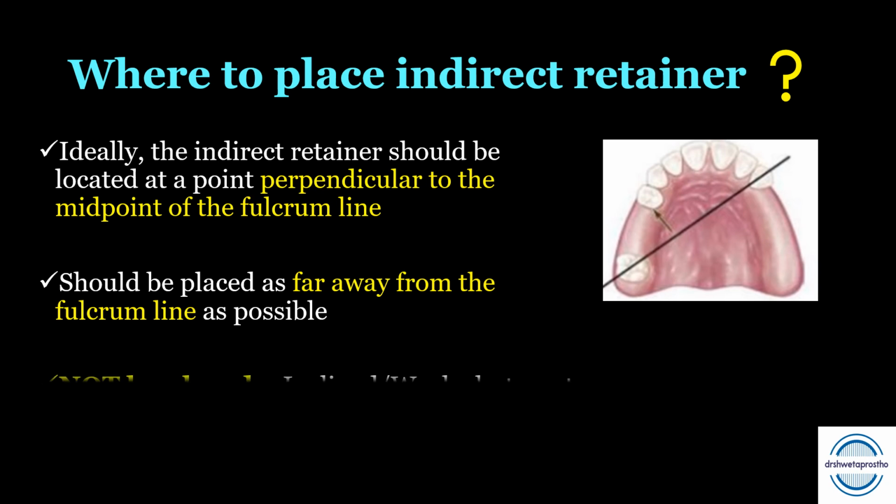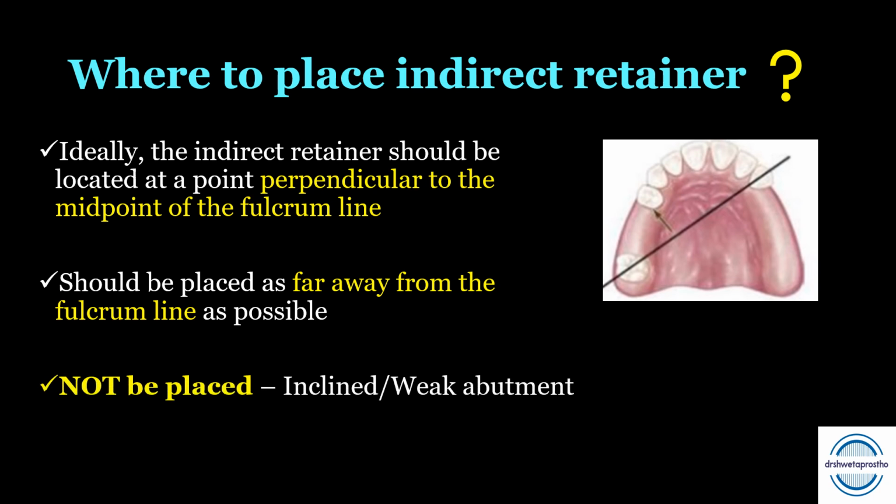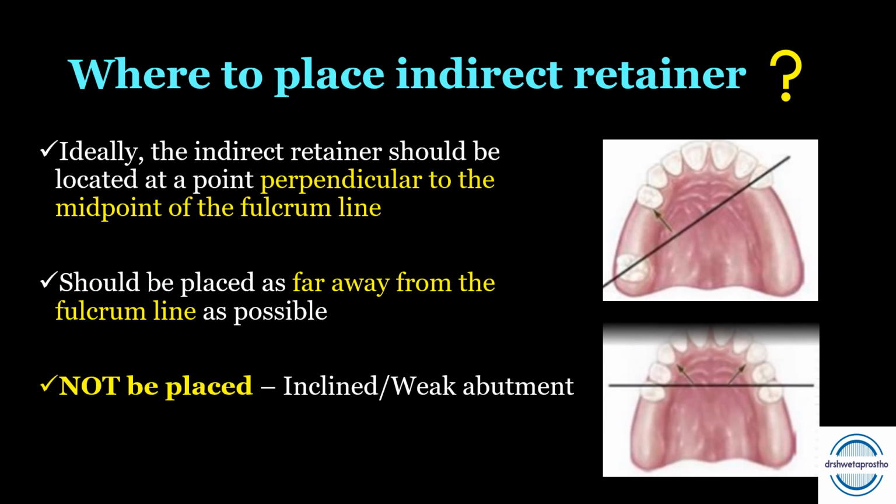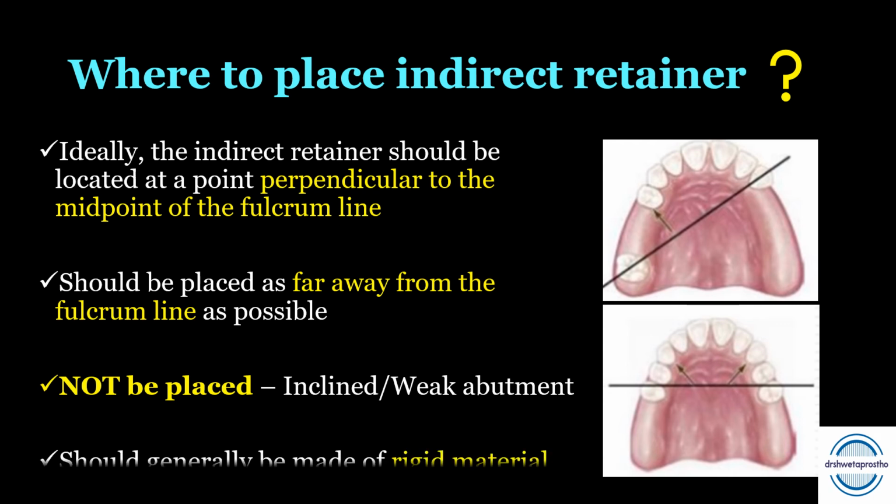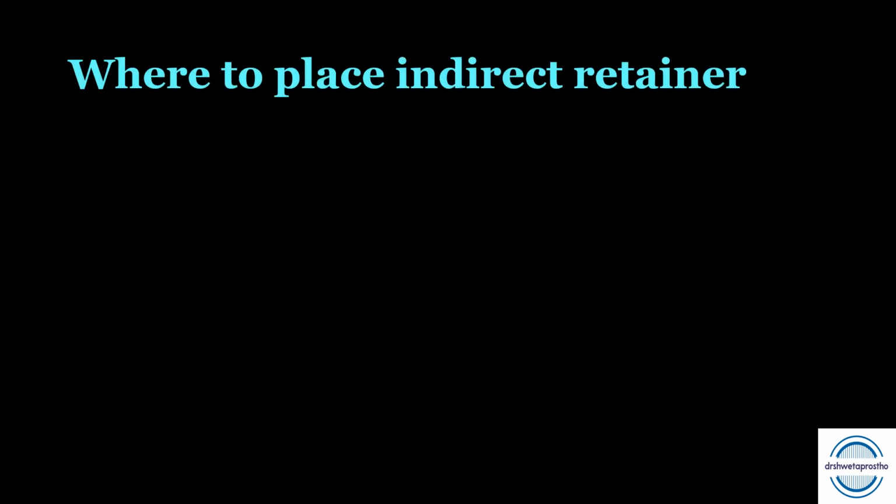The indirect retainer will not be placed on an inclined or weak abutment. Okay, we will compensate the distance. We can decrease the distance from the fulcrum line, but we will always give it on the stronger teeth. Then it will be made of a rigid material because with flexibility it loses the efficacy of the indirect retention.